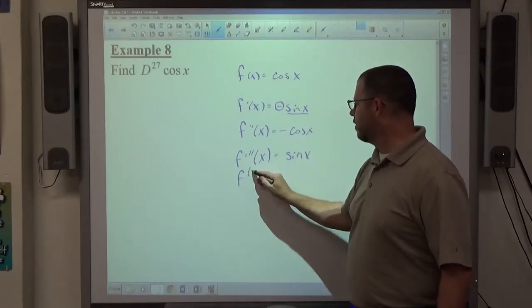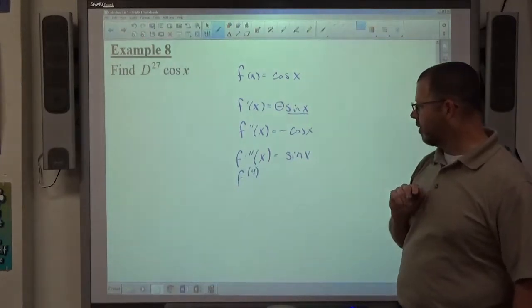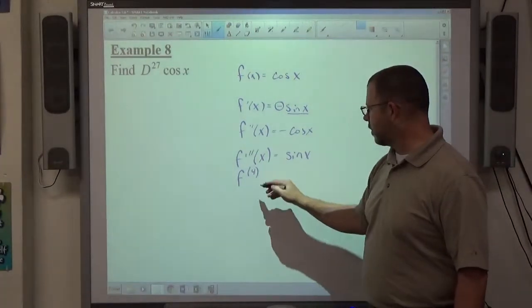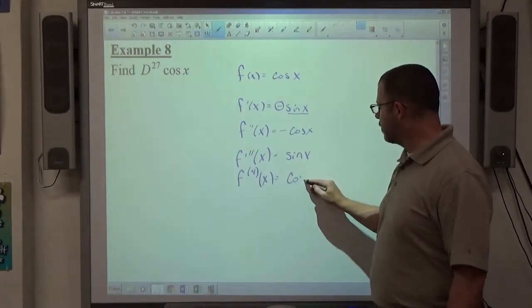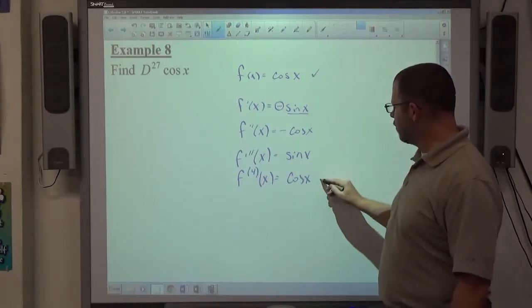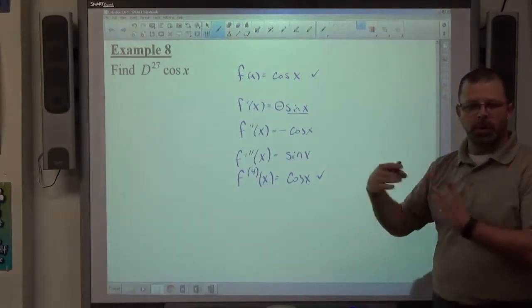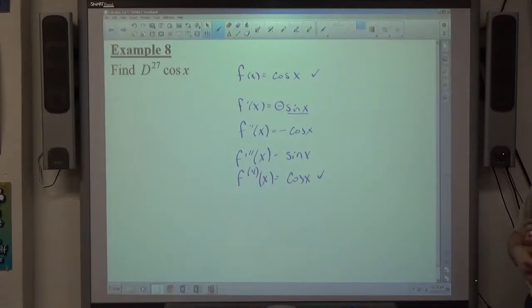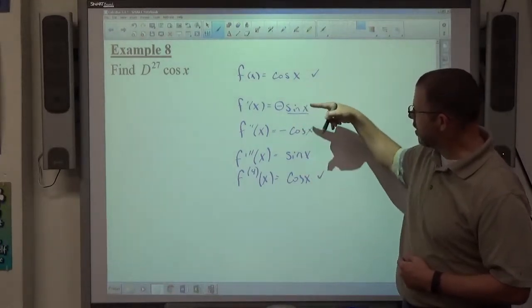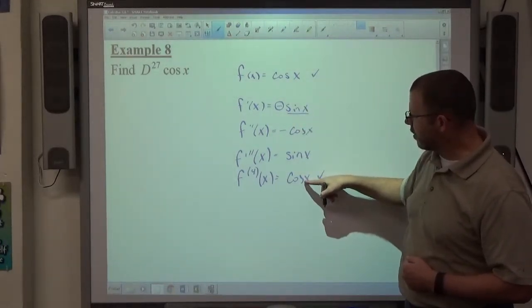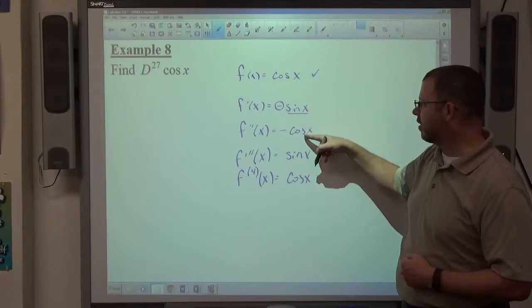And then the fourth derivative, and we write the fourth derivative with a little 4 up there, instead of 4 dashes. The fourth derivative is going to be cosine of x. And when we get a repetition, that means we're done. So that's one possibility for this type of problem, where you're trying to find a really high derivative: you can see a repetitive pattern. So the fourth derivative is this, the fifth derivative goes back to negative sine of x, and so on.